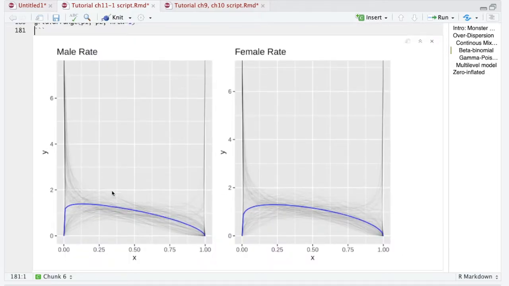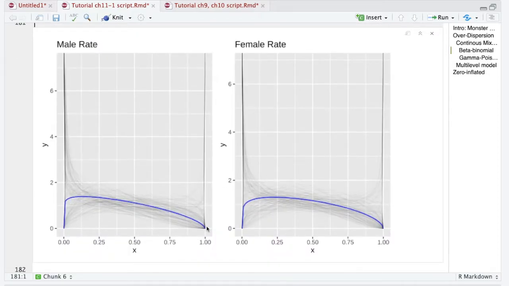So you can see that the posterior means are very similar for male and female admission rate, and the posterior samples are not that different as well.